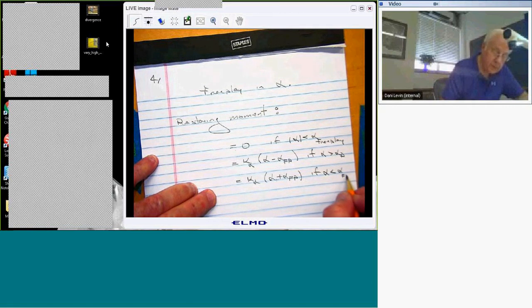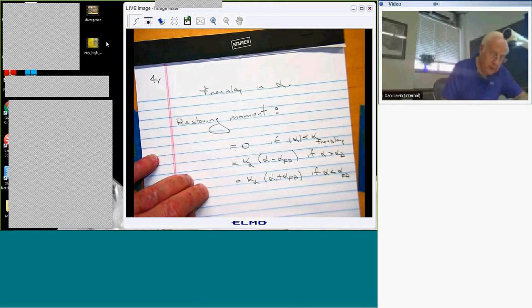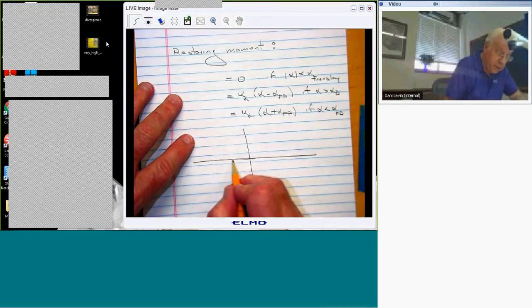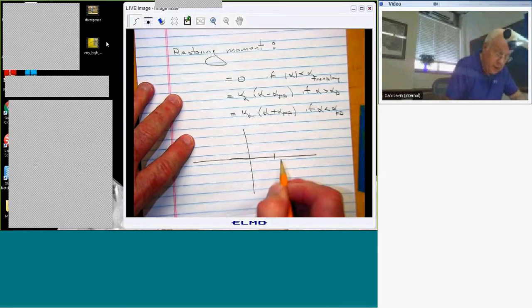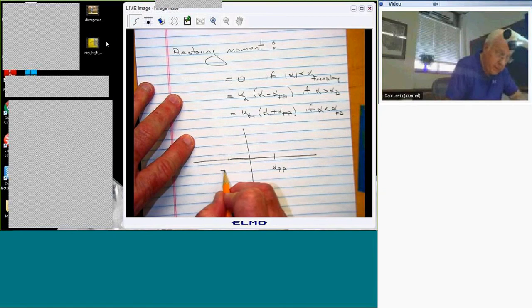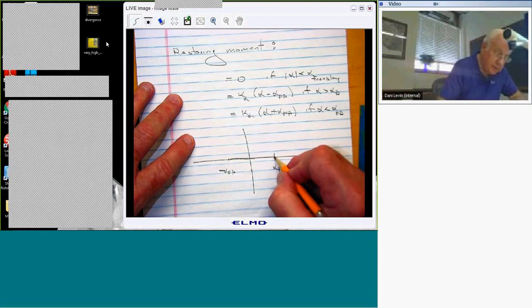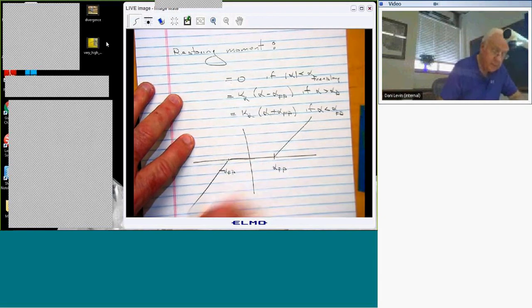So, again, let me draw the picture. It's zero. Oops, sorry. Here's alpha free play. Here's minus alpha free play, right? And it's like this. So this again is the restoring moment.